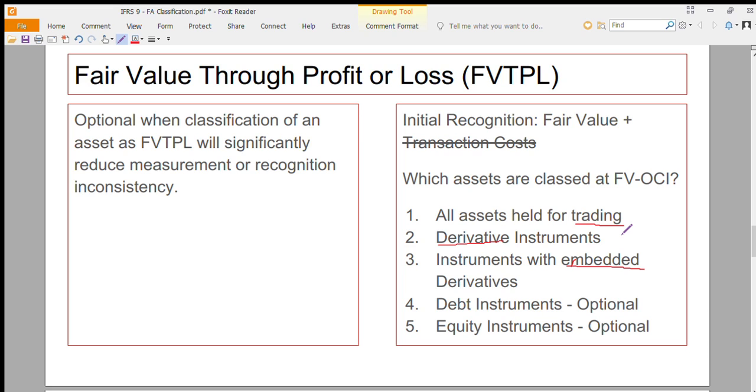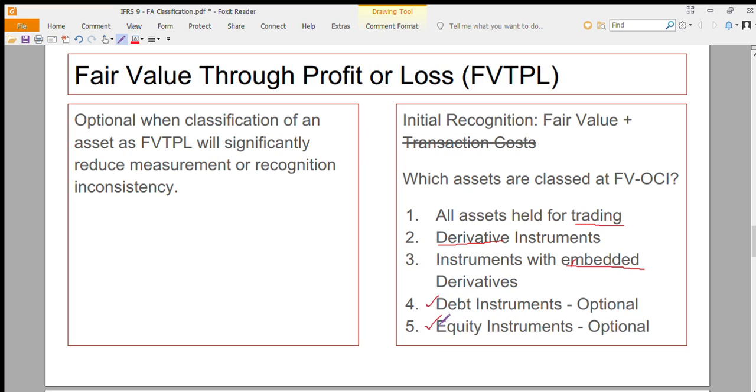So let me quickly recap. 3 types of assets should be classified under fair value through profit and loss. There is no choice to the entity. This is a mandatory classification. If an asset is a derivative, if an asset has got an embedded derivative component, and 3, if you buy an asset for trading purposes, for short-term profit-making purposes, then an asset will be fair value through profit or loss. In case of debt and equity instrument, an entity has an option. An entity has an option to classify an asset through profit or loss.